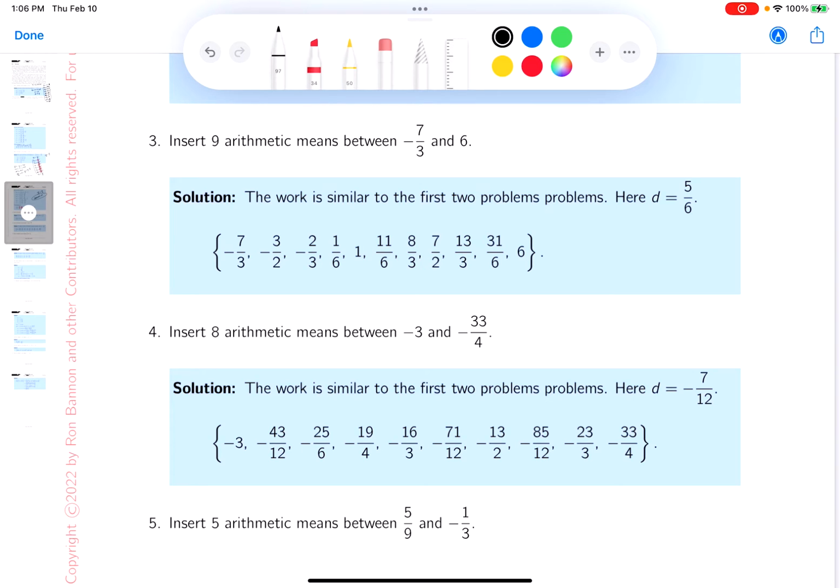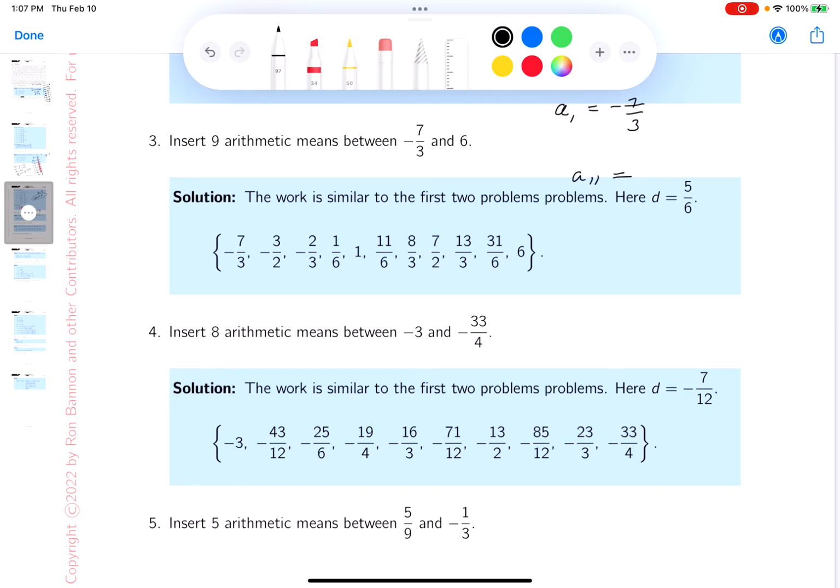Okay, this is typical where the first two problems I put a lot of work down. This one, there's not a lot of work down. So what I want to do is I don't want to keep writing down all the terms. So I'm just going to write down, A1 is equal to minus 7/3. And then, I have to insert 9 things here. So I hope you realize that this last term, if I insert 9 things, that would be A11.